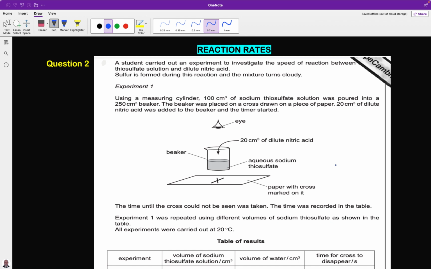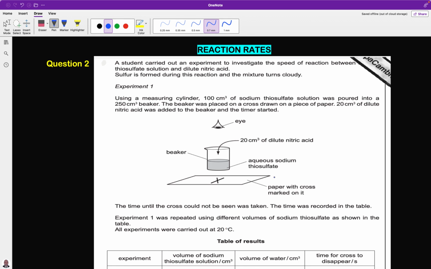Experiment 1. Using a measuring cylinder, 100 cm cube of sodium thiosulfate solution was poured into a 250 cm cube beaker. The beaker was placed on a cross drawn on a piece of paper. 20 cm cube of dilute nitric acid was added to the beaker, and the timer started.